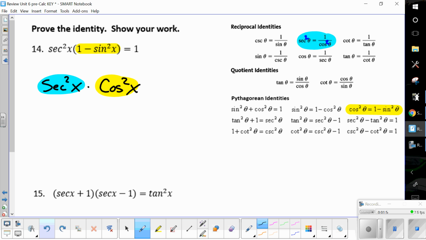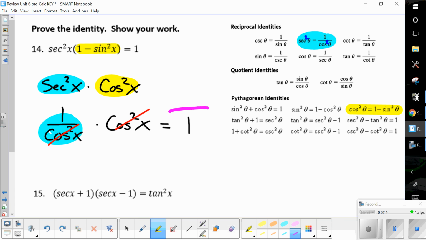So all of this here is going to turn into 1 over cosine squared of x times cosine squared of x. And you'll notice these cancel out. Now, when everything cancels out and I'm multiplying, everything turns to 1. Final answer. It does not turn to 0. Be careful, unless I'm subtracting.